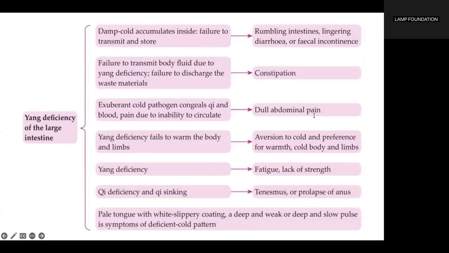pulse. This pattern is caused by innate yang deficiency or by overconsumption of raw and cold foods or by chronic diseases or chronic diarrhea which damages yang qi. This pattern can arise due to excessive consumption of food and beverages that are cold or cooling, both energetically and thermally, or from prolonged exposure to climatic cold and repeated invasions of exogenous damp cold. Physical and sexual overexertion can also be involved in the generation of the underlying yang deficiency patterns.